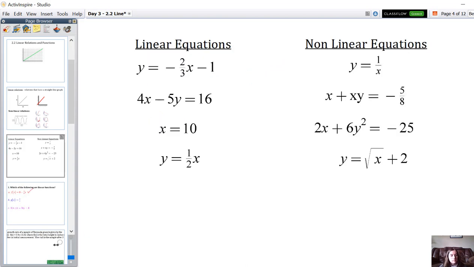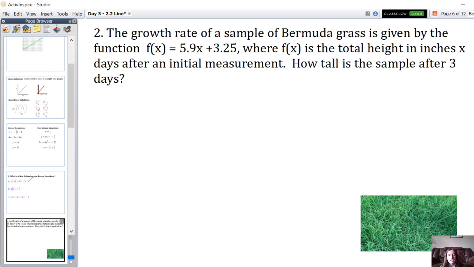Let's look at a word problem. The growth rate of a sample of Bermuda grass is given by the function f of x equals 5.9x plus 3.25, where f of x is the total height in inches x days after an initial measurement. So x is the number of days since the measurement. How tall is the sample after 3 days?